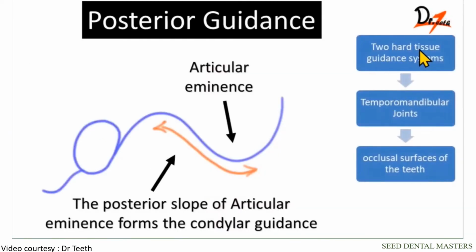Now we have already seen that there are two hard tissue guidance systems. First one is temporomandibular joint and second one is occlusal surface of the teeth. So temporomandibular joint is basically the posterior guidance or condylar guidance.